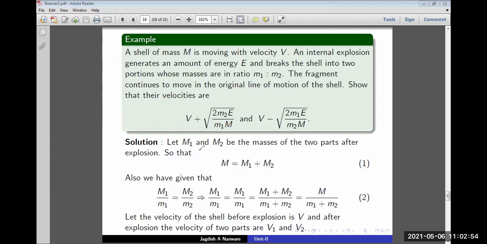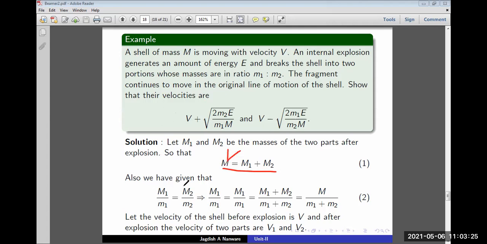So let us denote capital M1 and M2 as the masses of the two parts after explosion. I have shown you the two parts. The mass of the first portion is M1, and the mass of the second portion is M2. As the mass of the original shell is capital M, the sum of these two masses will be M, right?